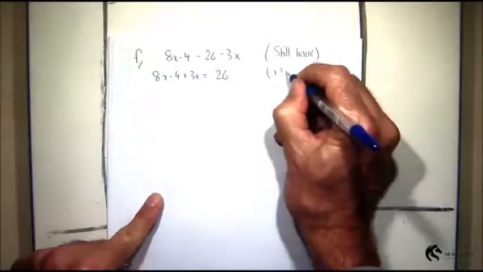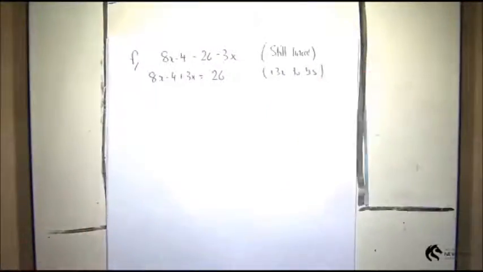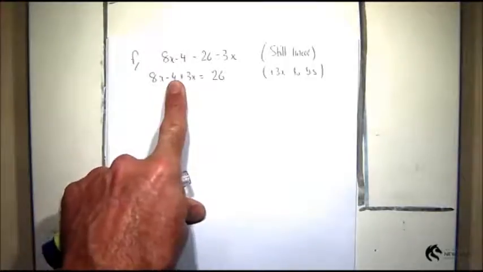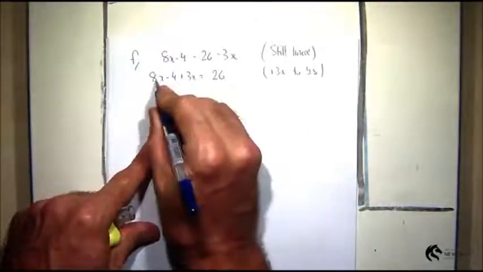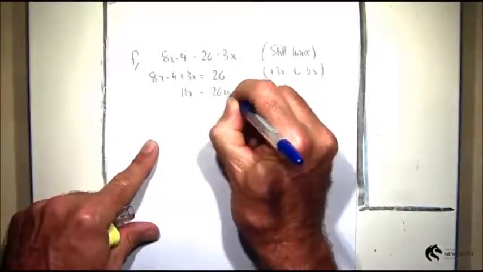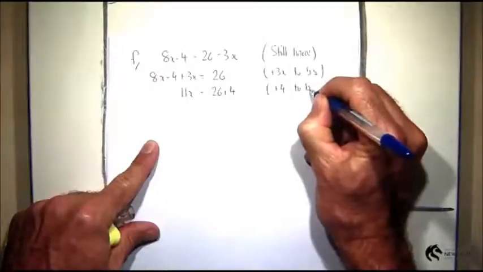I've added 3x to both sides. I don't want the 4 over here, that's not an x term, so I'm going to add that to both sides. Now 8x plus 3x is 11x, and here I've got 26 plus 4, so I've added 4 to both sides.